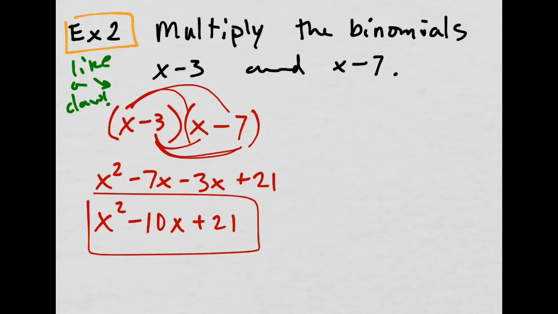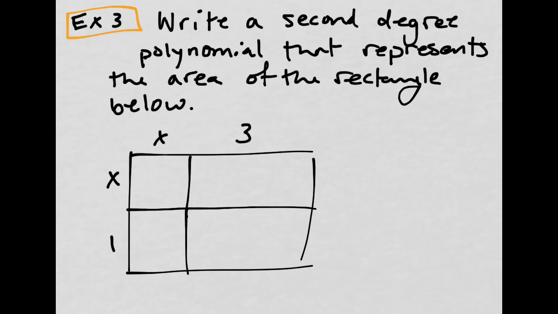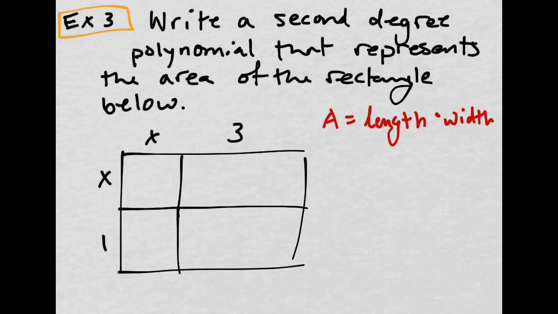No questions? Great. All right, moving on. Oh, look at this one. This one's fancy. Write a second-degree polynomial that represents the area of the rectangle below. What's the area of a rectangle? The area is the length times the width.